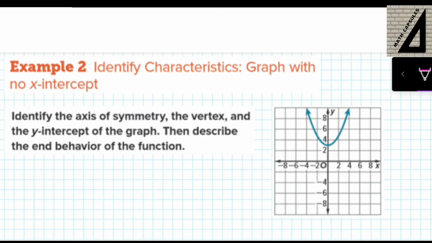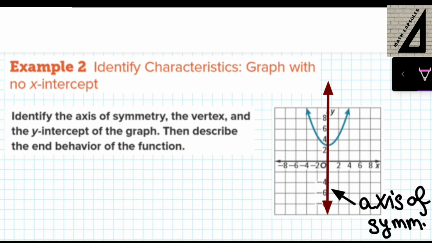Another example, identify the axes of symmetry, the vertex and the y-intercept of the graph, then describe the end behavior of the function. Again, the axis of symmetry is the line where the graph is symmetric upon. So the graph here is symmetric on the y-axis, as you see. So line of symmetry or axis of symmetry is at x equals 0, which is the y-axis.